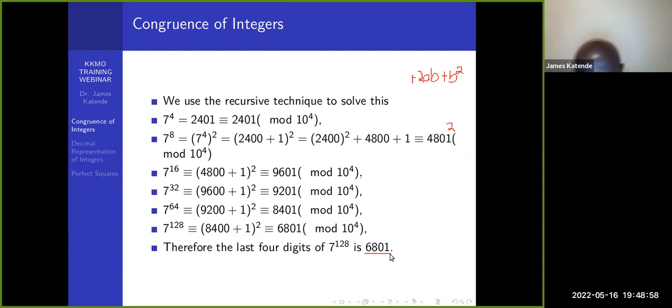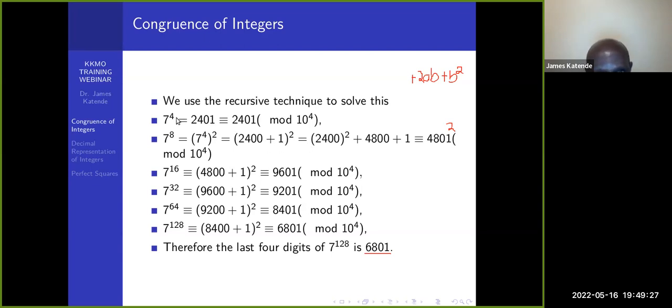I hope that makes sense. Keep repeating the same idea until we are done to the end. But we have to be careful how we choose. 7 raised to 4 is a nice one to choose because you can split it into 2,400 plus 1. And anytime you square 2,400, it doesn't affect your last 4 digits. Therefore, you pick your last 4 digits from the remaining 2 terms of this expansion.